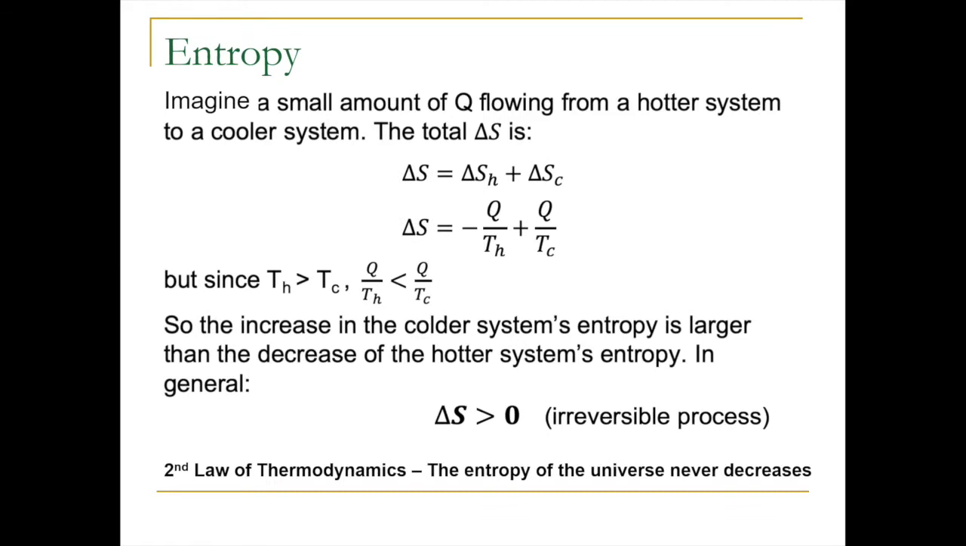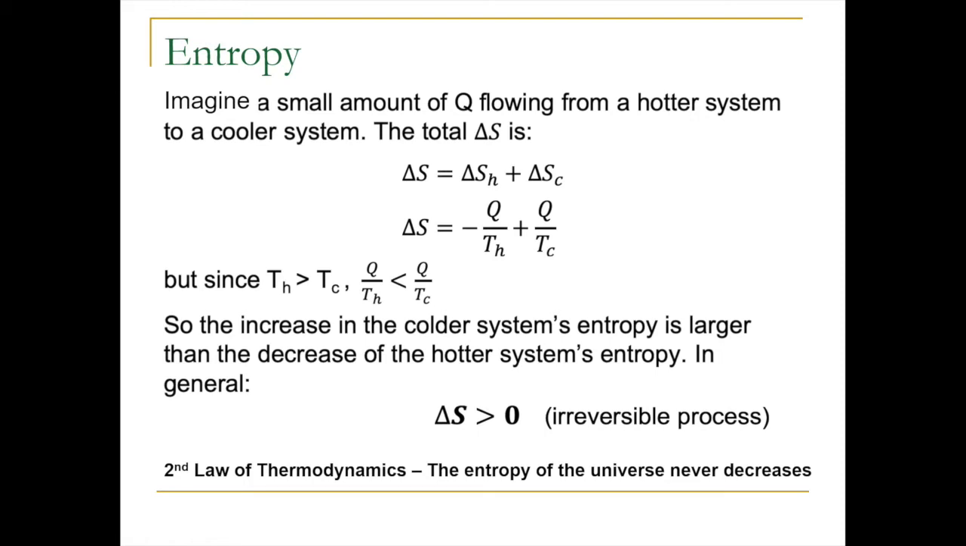An interesting derivation to do for this now is to imagine a small amount of heat flowing from a hotter system to a cooler system. If we find the change in entropy, then we would have to take the sum of the change in the entropy associated with the hot reservoir and the change in entropy associated with the cold reservoir.